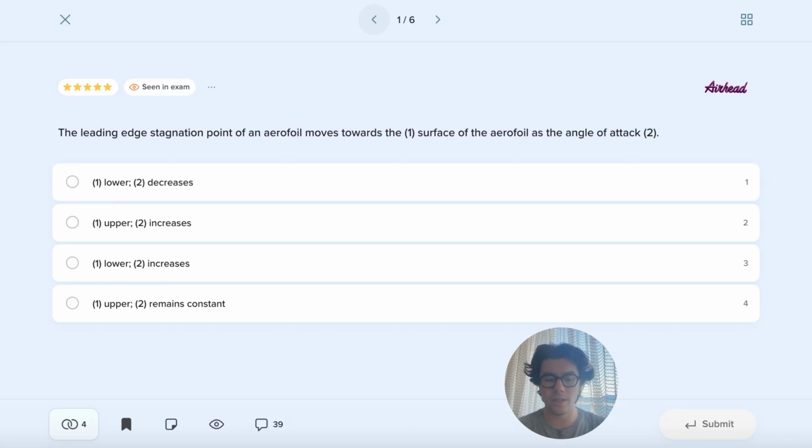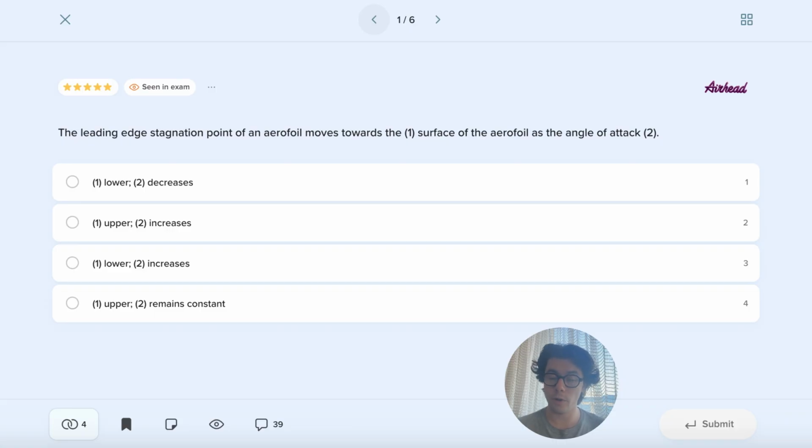The leading edge stagnation point of an airfoil moves towards which surface of an airfoil as the angle of attack increases or decreases? A stagnation point is a point at which the air is neither moving upwards or downwards. Essentially, you can think about it as the place on an airfoil where the air stops. Of course, the air will move either to the upper or the lower side of the wing.